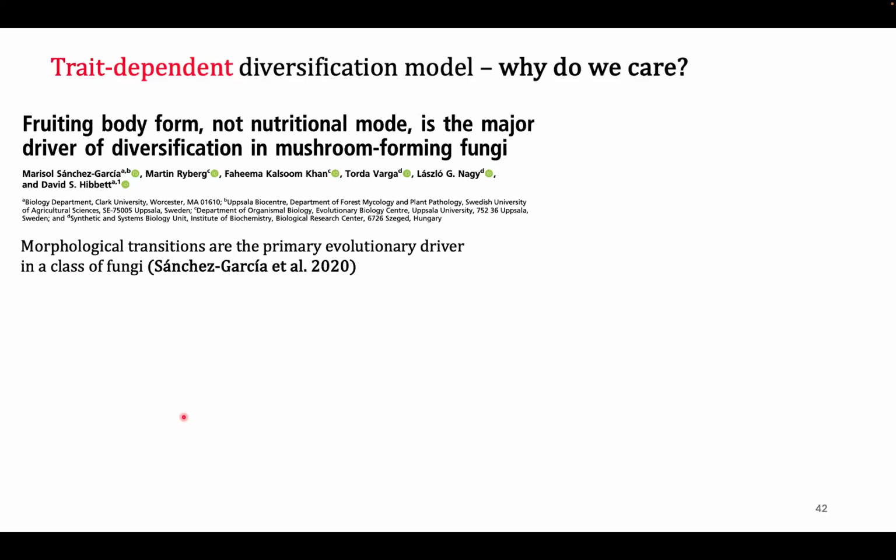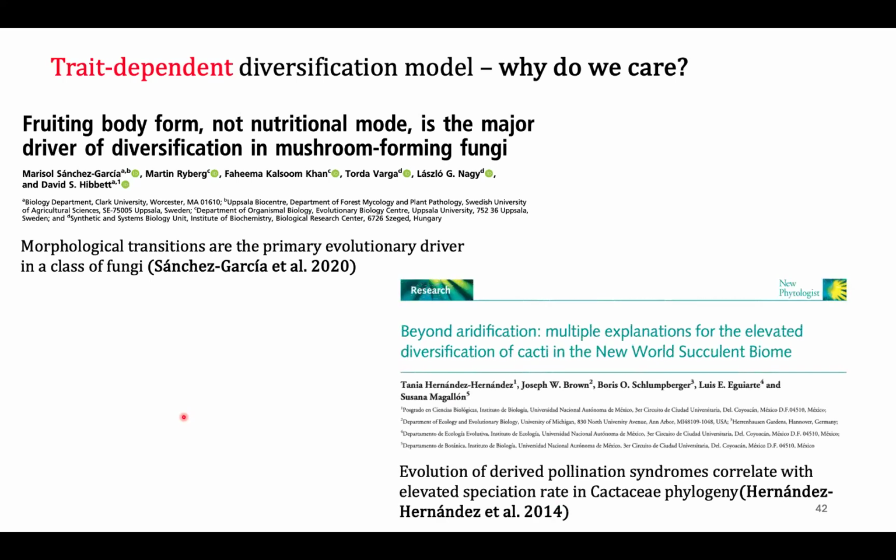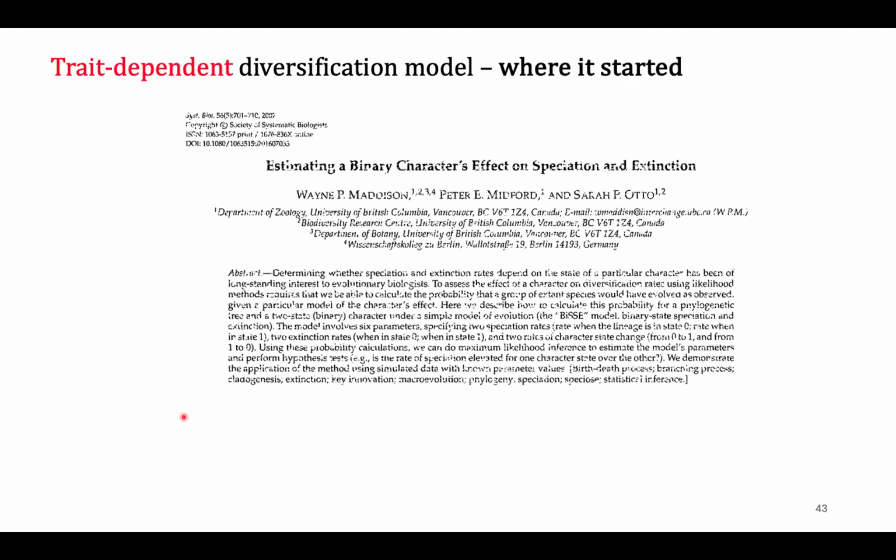These are some empirical studies that show why it is important to incorporate species traits into your diversification model. This one is from 2020 and says the morphological transitions are the primary evolutionary driver for a class of fungi. And then you have another empirical study that relates pollination syndromes to, and correlates them with, elevated speciation rates in some phylogeny. So these are empirical studies. They use empirical trees. And what we want to do here is come up with a model that incorporates the trait-dependent features into your evolutionary events.